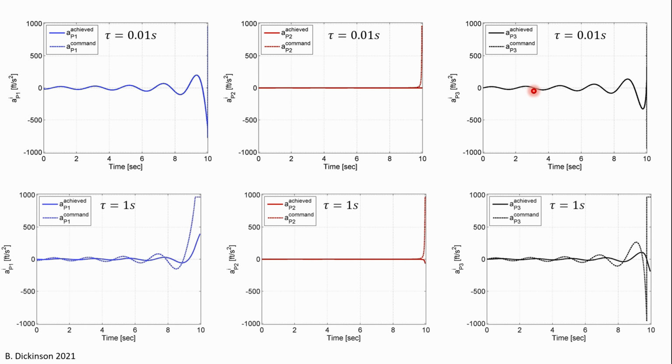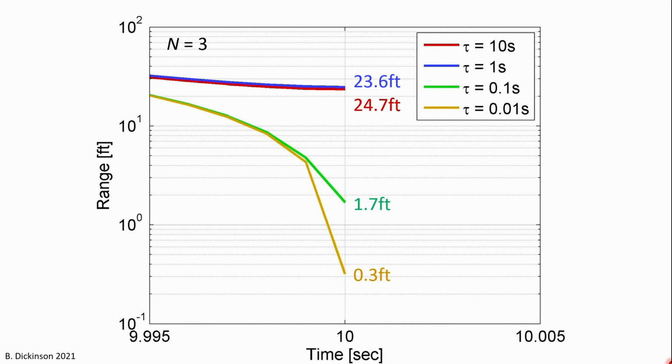Now let's compare this to a time constant of 1 second. Here we see the achieved acceleration has less amplitude and lags the commanded acceleration, indicating that the pronav command exceeds the bandwidth of the pseudopilot. Looking at the range to the target in the final milliseconds before time to go equals 0, we see the effect of the decreasing pseudopilot time constant on the miss distance, going from roughly 25 feet miss all the way down to 0.3 of a foot.